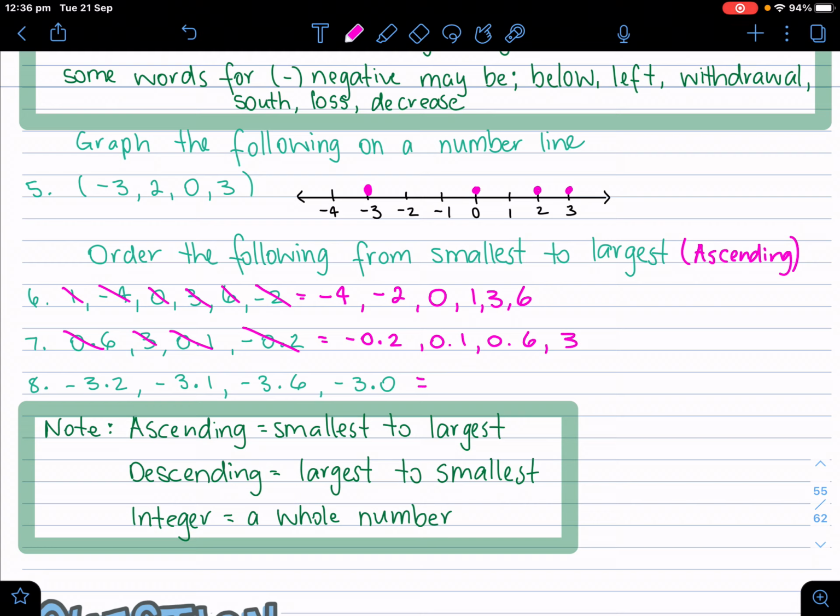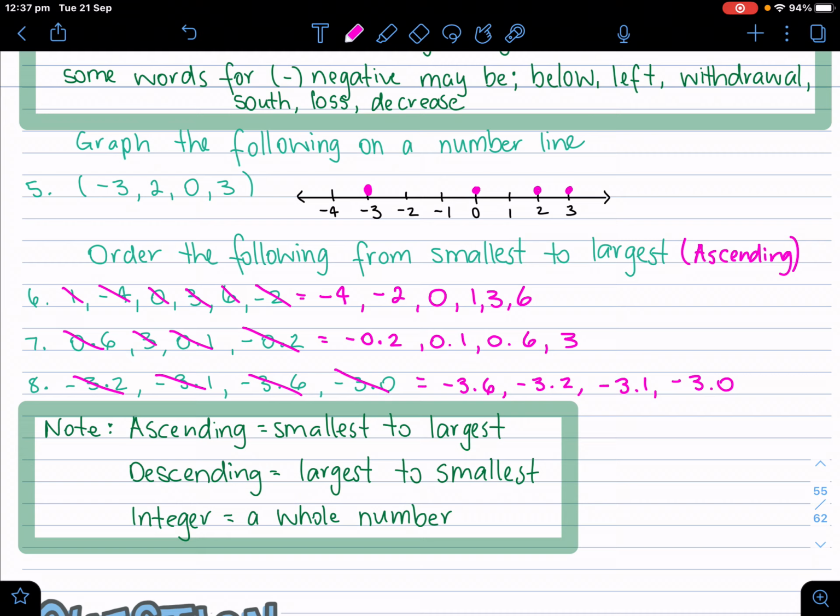Now let's make it a little bit trickier. Let's look at example 8. Now example 8 has lots of decimals, but they're all in the threes, the negative threes. So let's see, which one of these is the smallest? Is negative 3.0 smaller or is negative 3.6 smaller? Well, as we said, as the numbers go higher in the negatives, the smaller they are. So negative 3.6 is the smallest, then negative 3.2, then negative 3.1, and the largest number there is negative 3.0 or negative 3.